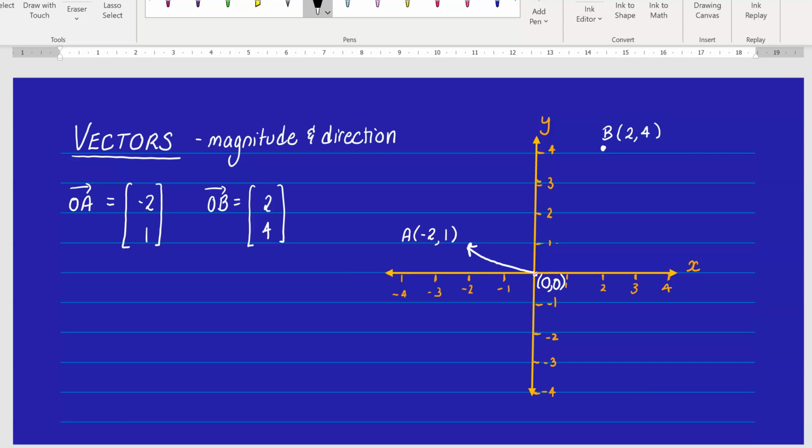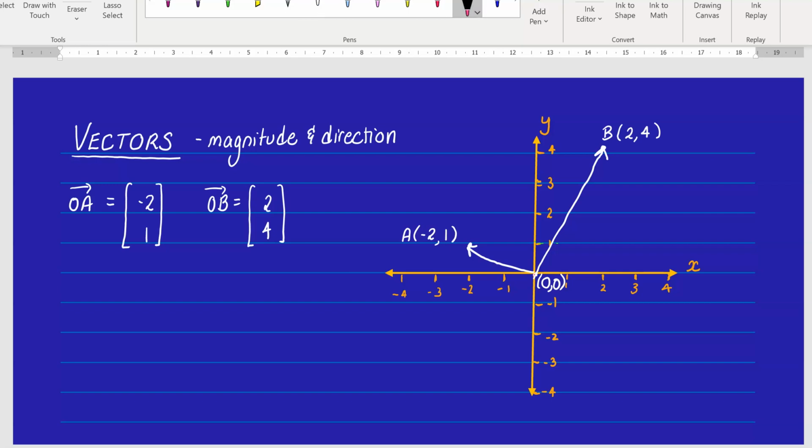I represent my vector with square brackets. Your textbook uses the round ones. Either is fine. Go with what works for you. If I want the vector OB, and again, O to B, we say B take 0. So 2 take 0 is 2, 4 take 0 is 4.